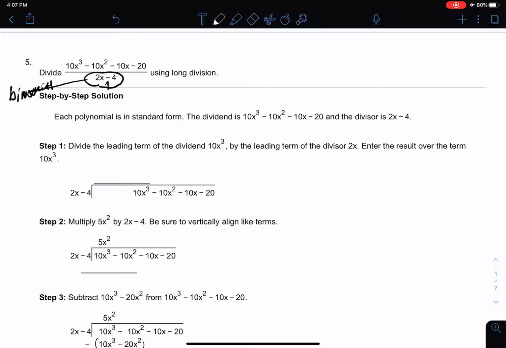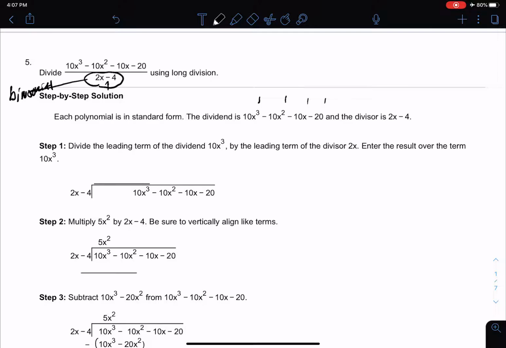Okay, each polynomial is in standard form. Now the standard form that you want is called descending power. So you're starting with the highest power, x to the third, x to the second, x to the first, and then x to the 0, or just a constant, really. So you want that in descending order in standard form, okay?